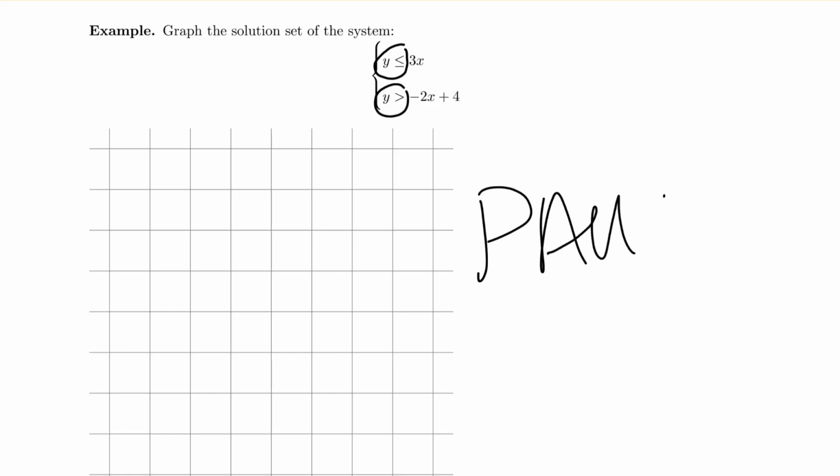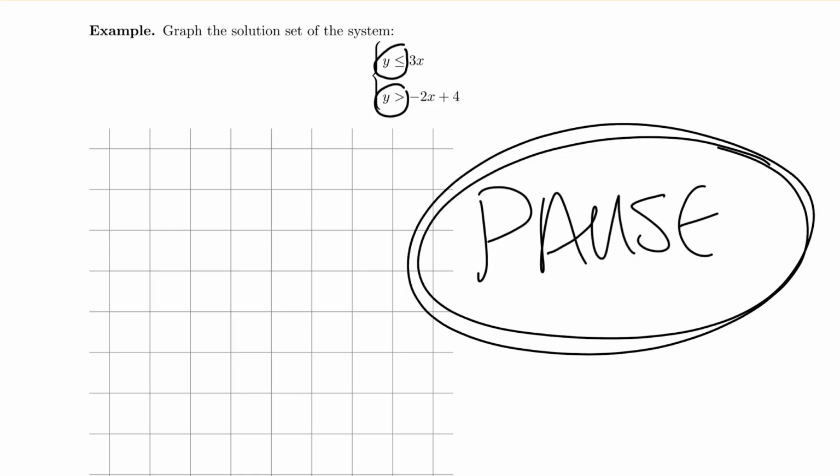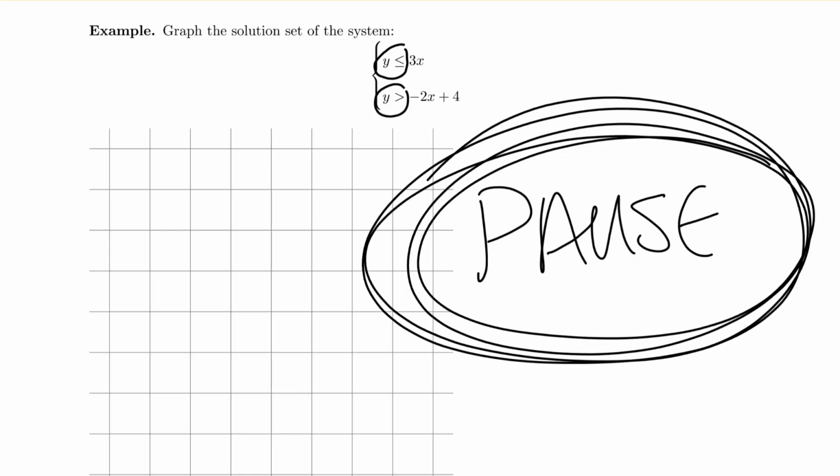So why don't you pause the video right now and attempt this on your own. And then when you're done, unpause and you can check your solution step by step with my solution.